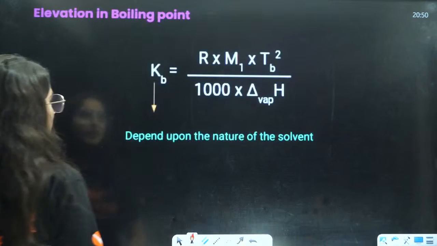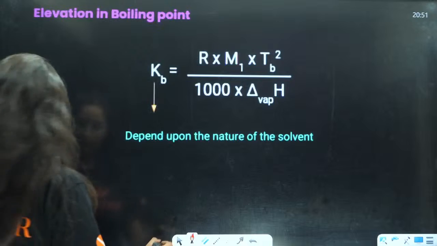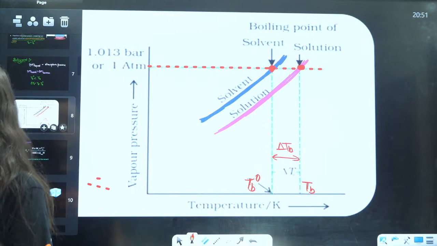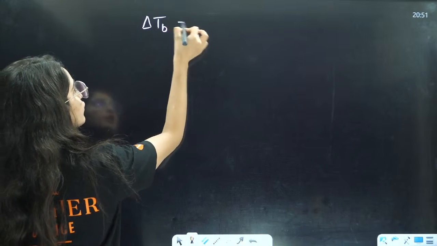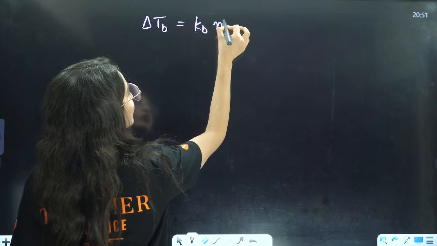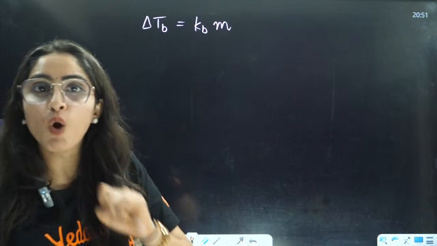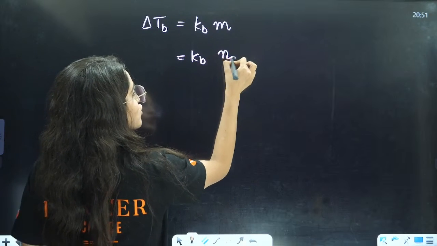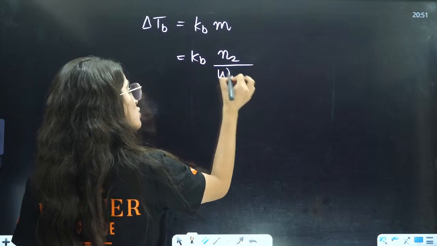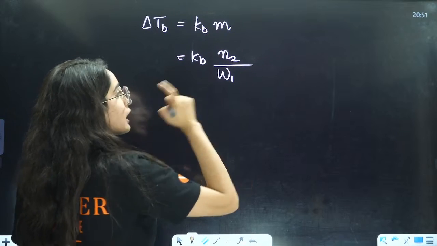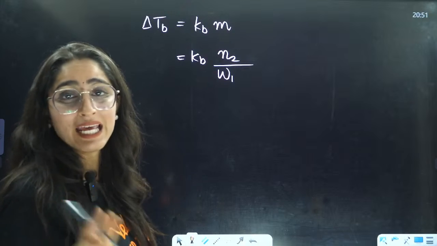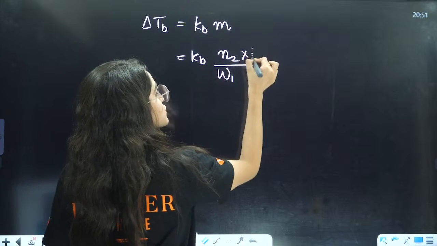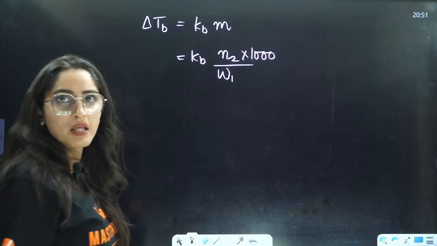Now, let us see what exactly is the formula of delta TB. I am writing it here. Delta TB equals Kb into molality. Molality means number of moles of solute divided by weight of solvent in kilograms. If you want to write the weight of solvent in grams, then you have to multiply by 1000, right?